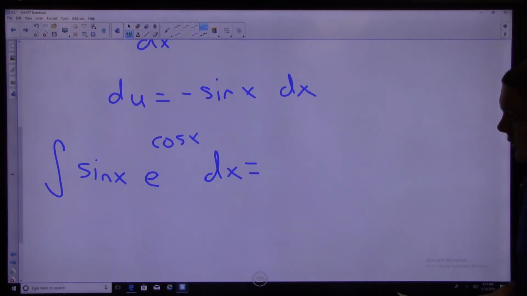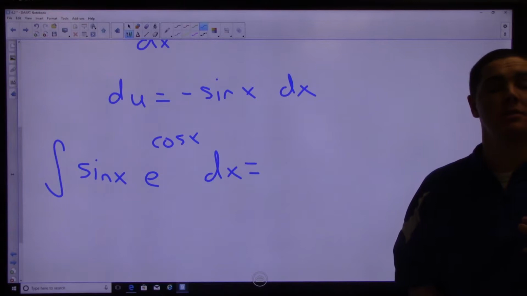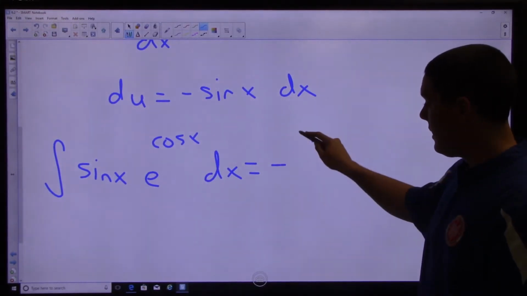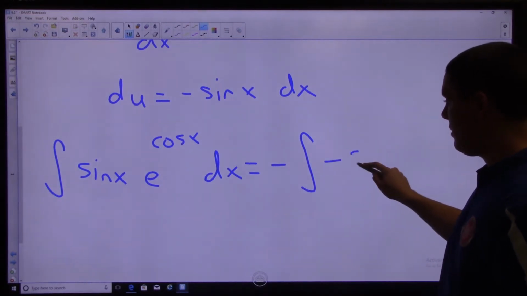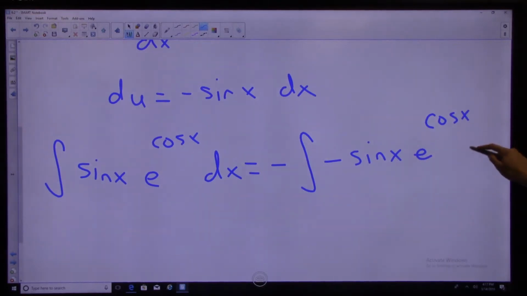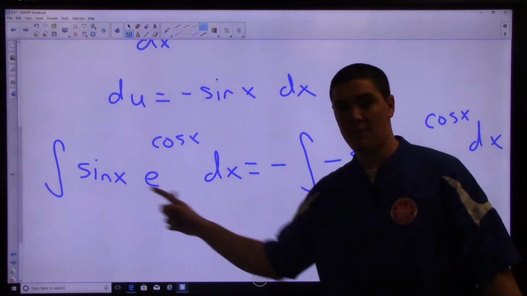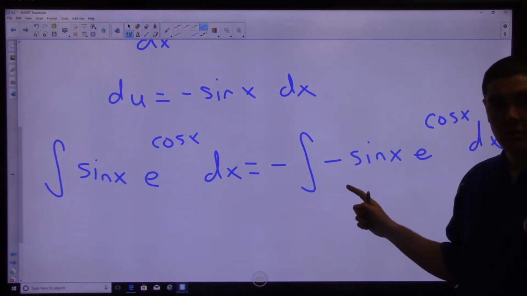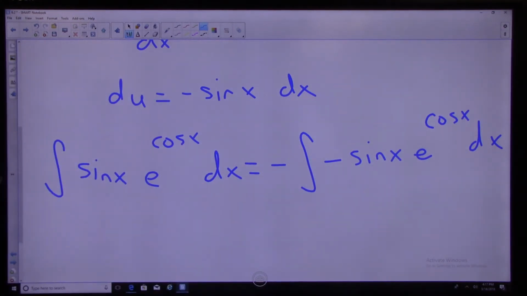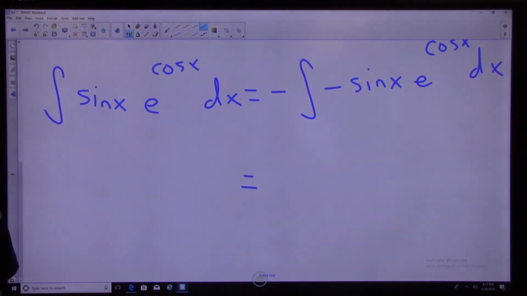Now, just answer this. Again, it might not make sense why I'm writing it this way. Isn't this the same thing as negative integral of negative sine x e to the cosine x dx? If that doesn't make sense, think about it this way. Isn't a positive the same thing as minus a negative? Okay, hopefully that's all right. Now, what I'm going to do from here is a little bit of rearranging.